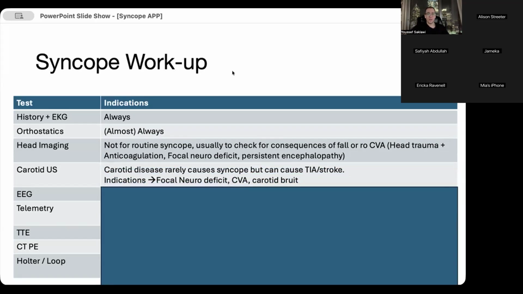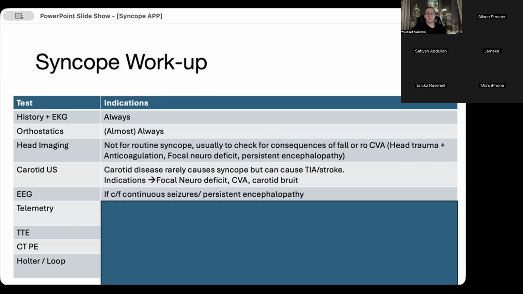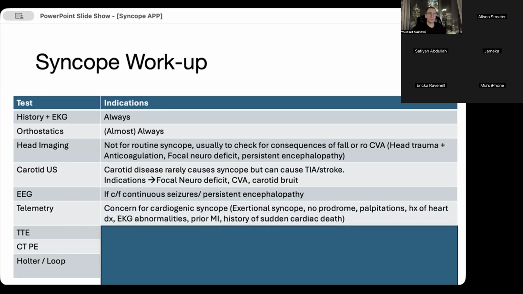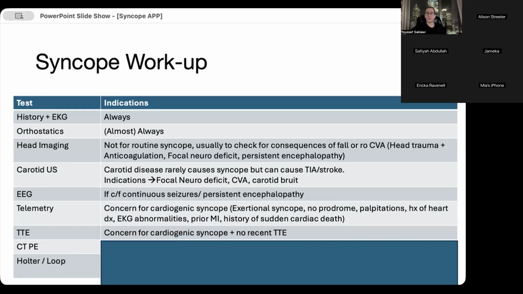Carotid ultrasound: focal deficit, a stroke, or a carotid bruit. EEG: if you're concerned about continuous seizures, like somebody is still very confused, you ruled out delirium, you ruled out all the other things, then maybe you get an EEG, but it's not part of syncope workup, because if you're concerned for a seizure, it would be a clinical diagnosis. Telemetry is mostly if you're concerned for cardiogenic syncope. You might have a lower threshold in the hospital to get it if they're higher risk, they have EKG abnormalities, and you're worried about cardiogenic. Echo, only if you're concerned for cardiogenic syncope and they don't have a recent echo.